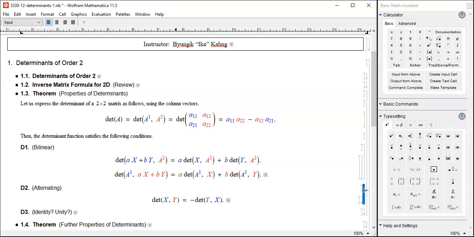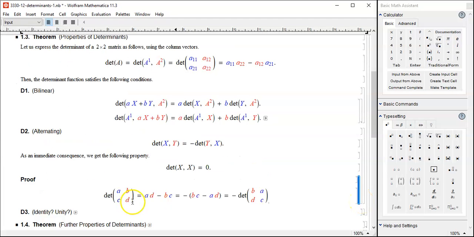Now, how do you prove this alternating property? The proof is really simple. Here's the proof. A, B, C, D. So AC is my first vector. BD is my second vector. And we have AD minus BC. Let's do a little bit of manipulation. Negative of BC minus AD, and that happens to be the same as the determinant of this matrix here. BC, which is the principal diagonal, and then AD, that's the other diagonal. So the determinant here is BC minus AD, and this is negative. Consequently, we get this. The proof of alternating is really simple. Just put those into the definition and then work those out.